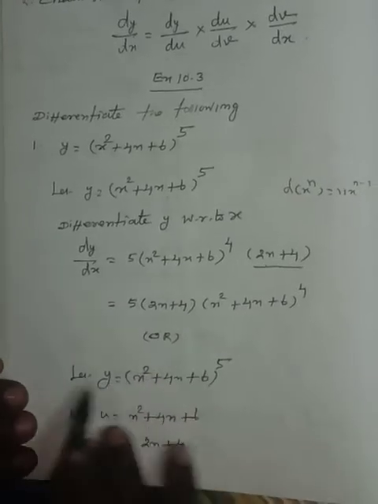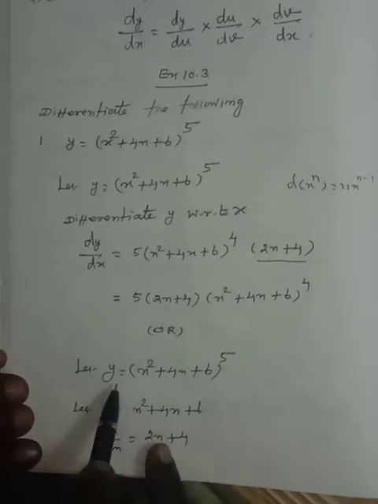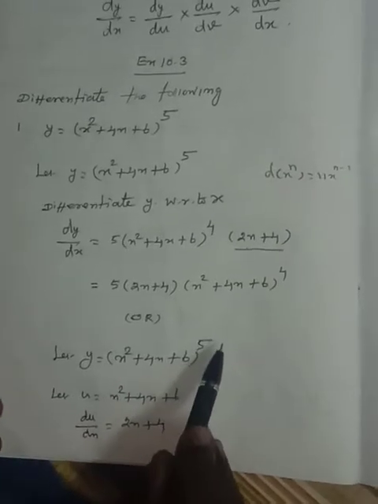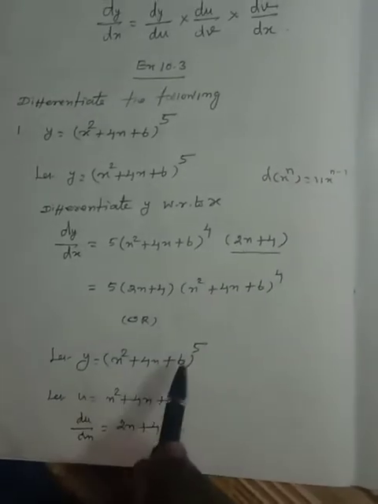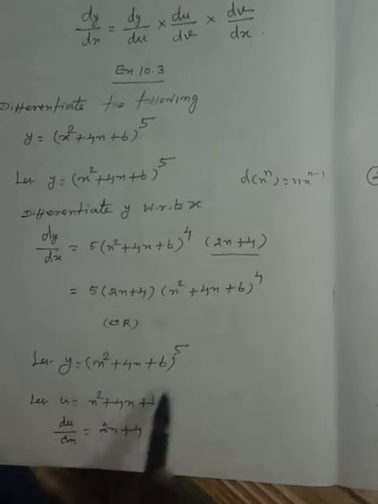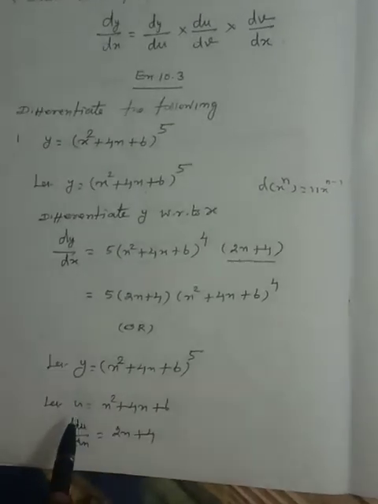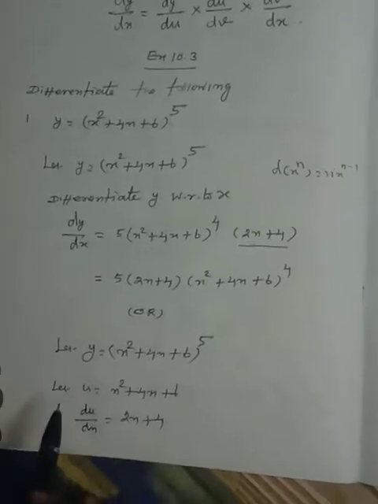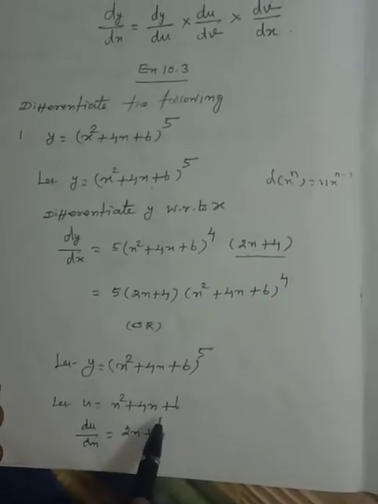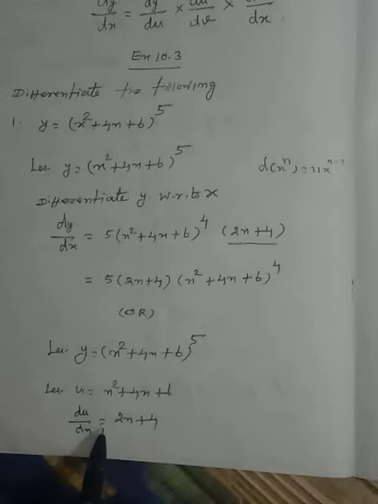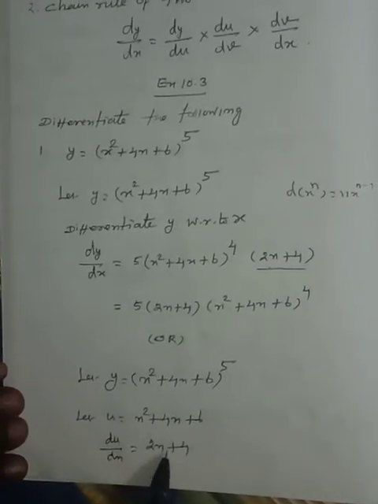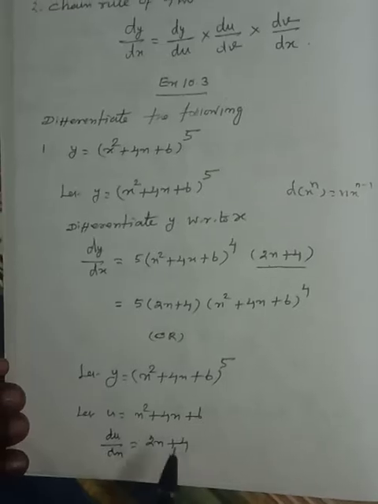This is using chain rule. Let y is equal to (x square plus 4x plus 6) whole to the power of 5. Let u is equal to the bracket x square plus 4x plus 6. Left hand side variable is u, right hand side variable is x. Differentiate u with respect to x: du by dx is equal to 2x plus 4. x square differentiation is 2x, 4 into x differentiation is 4 into 1, 4.